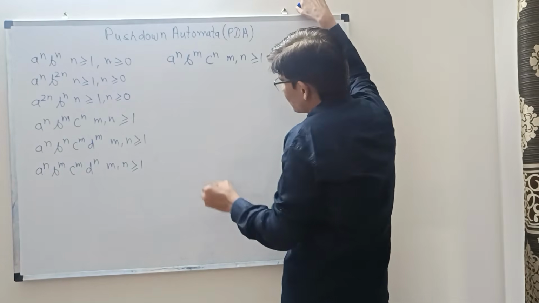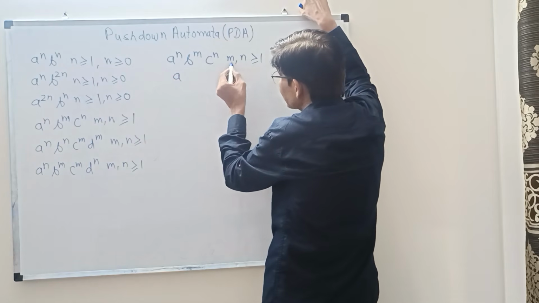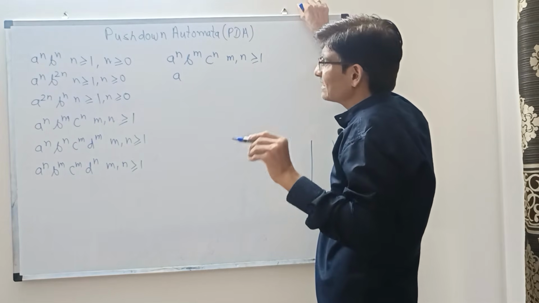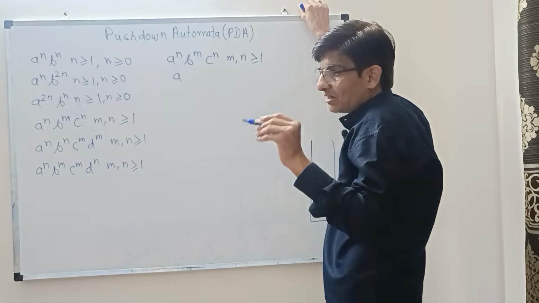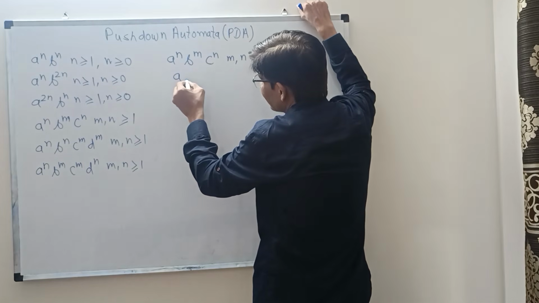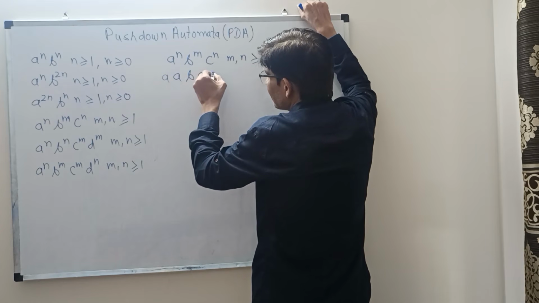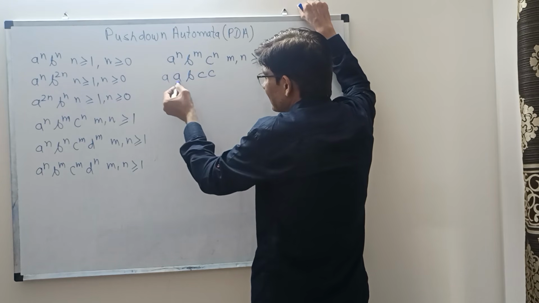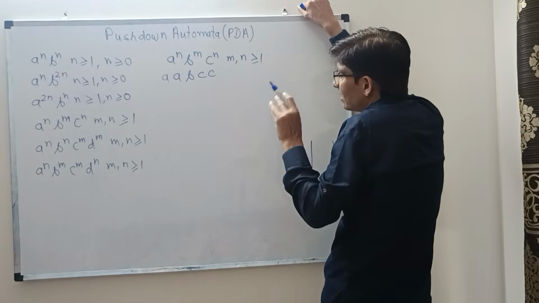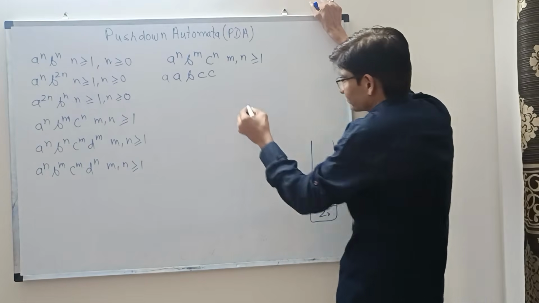For that particular language, a valid string is a^m b^n c^m, where M and N are both greater than or equal to 1. That means the minimum value would be 1, so the minimum string of this language would be ABC. But you can also have ACABCC, AABCC, and so on. Now, how we would create the PDA for this, that we will discuss.